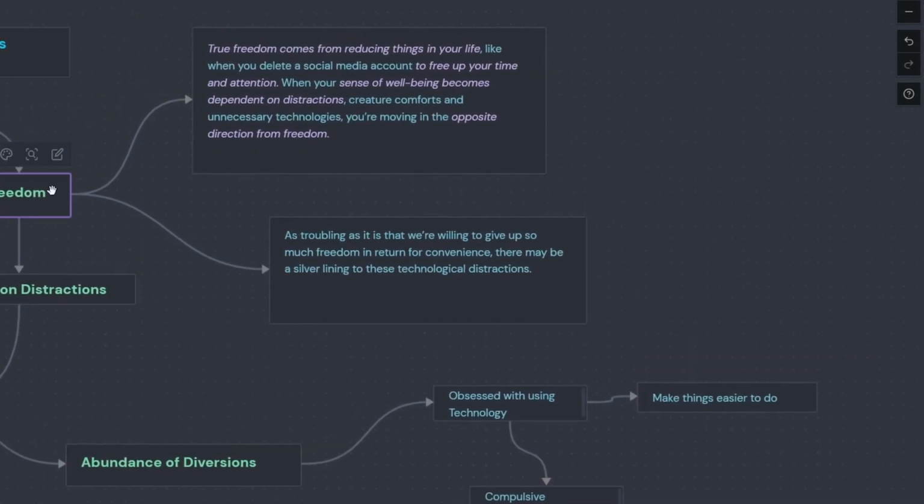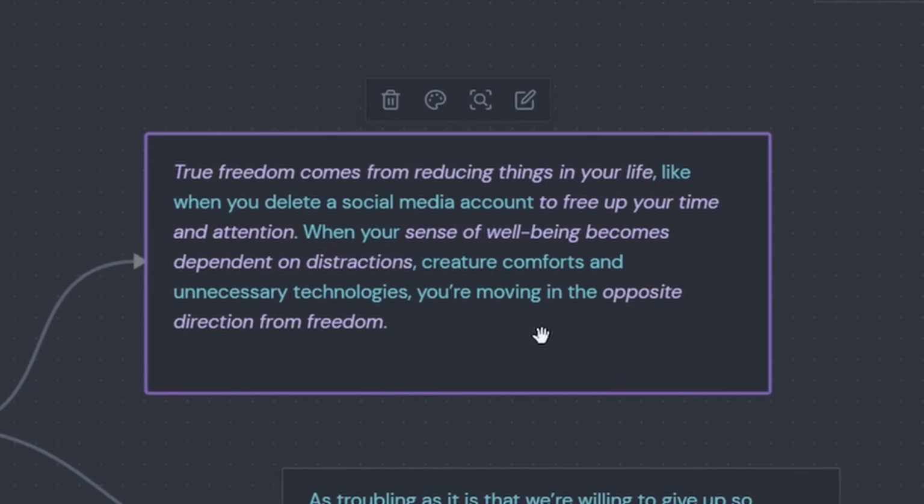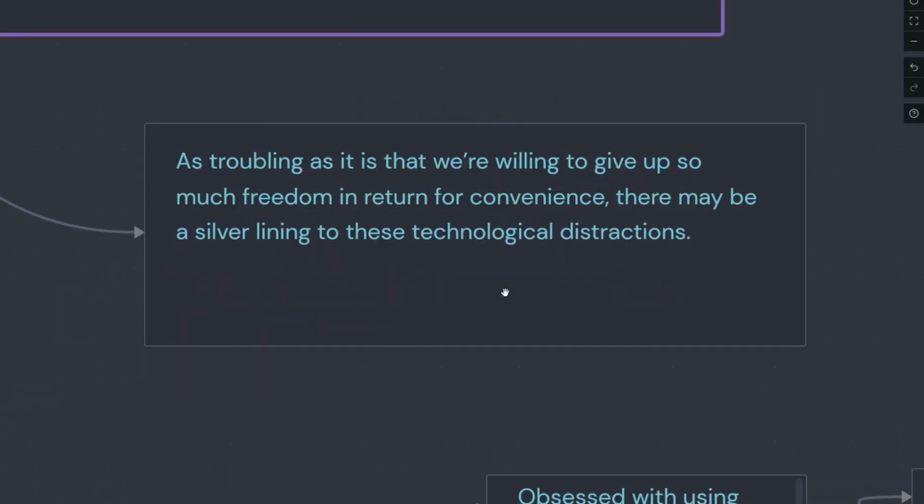True freedom comes from reducing things in our life, like when you delete your social media account to free up your time and attention. When your sense of well-being becomes dependent on distractions, creature comforts, and unnecessary technologies, you're actually moving in the opposite direction for freedom. As troubling as it is, we're willing to give up so much freedom in return for convenience.